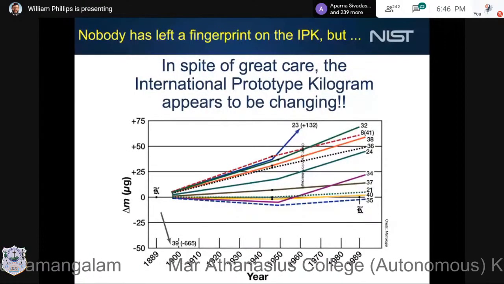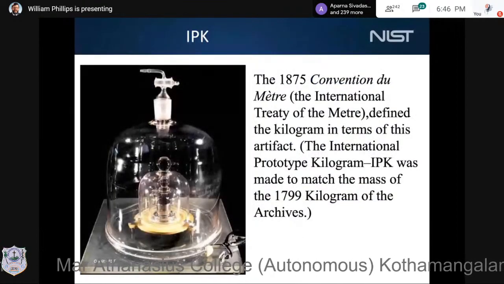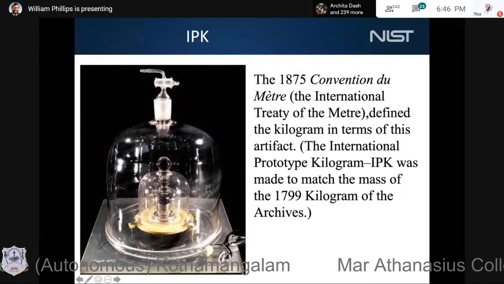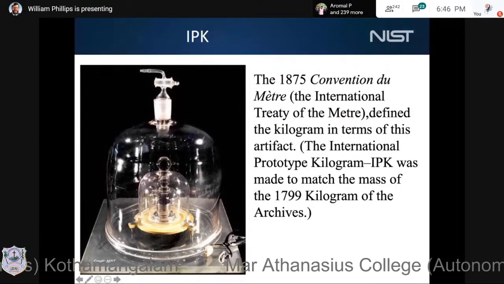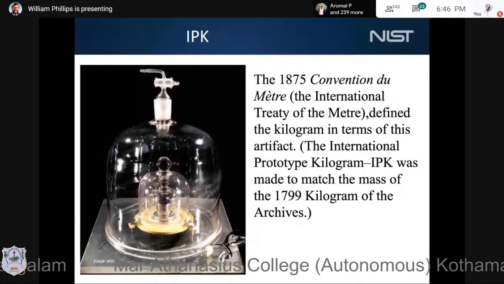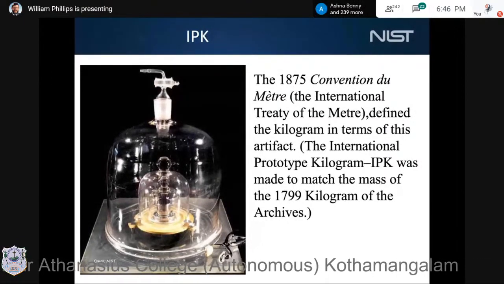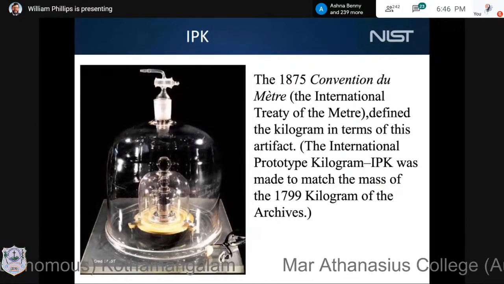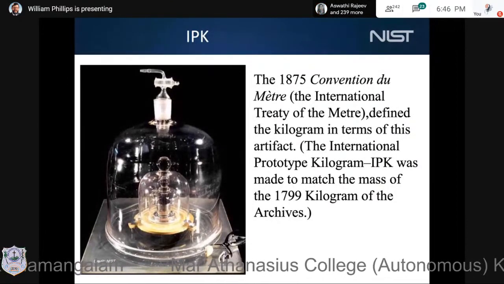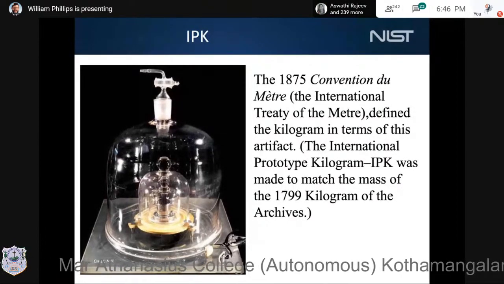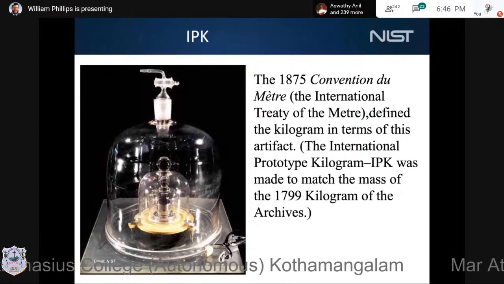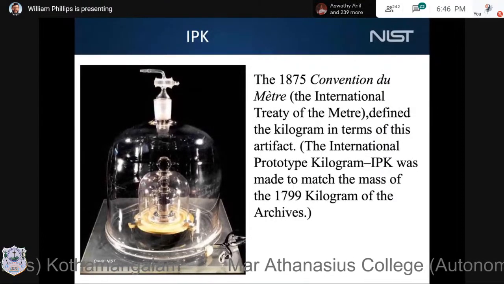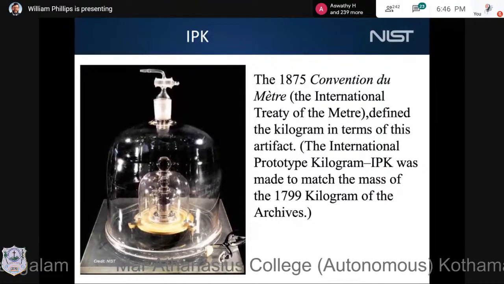And if someone were to handle this kilogram with their hands and leave a fingerprint on it, it would change its mass. But by definition, the mass cannot change because the definition of the kilogram is the mass of that very object. And so if someone left a fingerprint on this object, it would not change the mass of that object legally. It would instead change the mass of everything else in the universe.